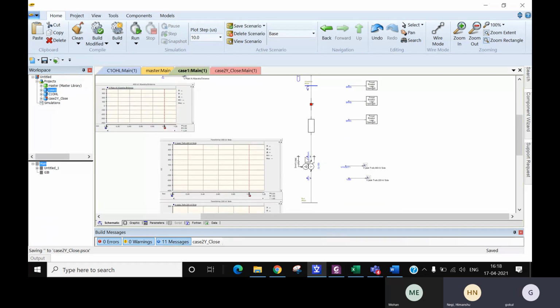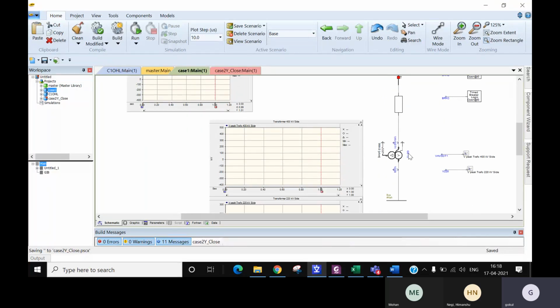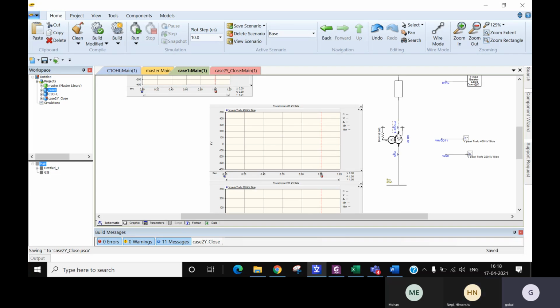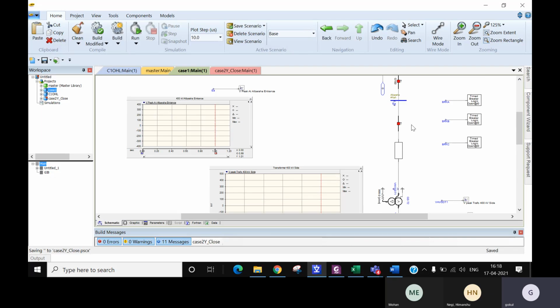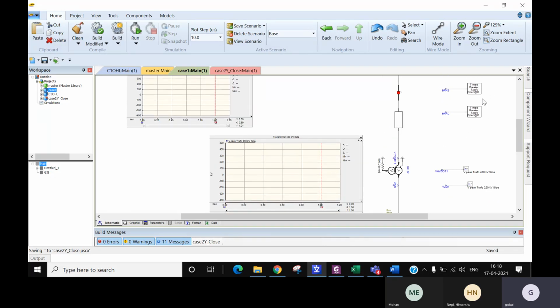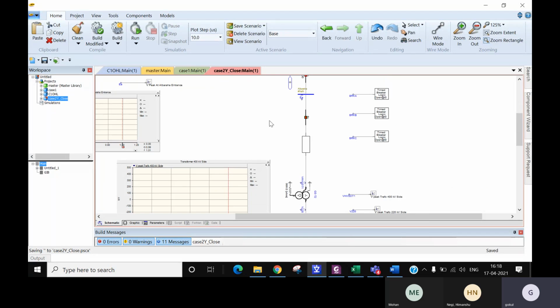What we are first measuring is the voltage, on the 400 kV bus, on the transformer HV side and LV side. You have to show the 220 kV side voltage also, so I always recommend showing V220 too. Can we go to the second case? This is case 2.